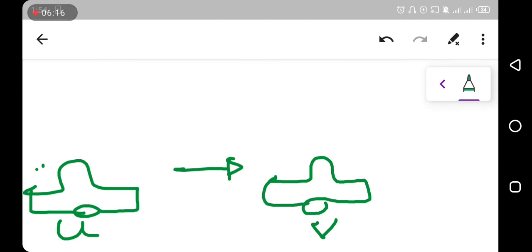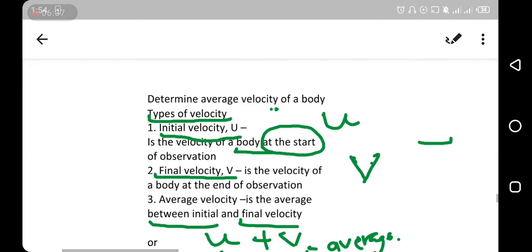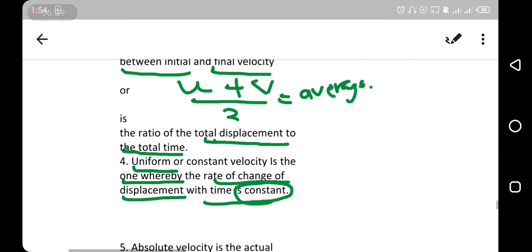So for example, at the start of the journey, let's say we have 20 meter per second, and at the end we have 20 meter per second. Kwa hiyo muda wote velocity imemaintainiwa kwa 20 meter per second. Hiyo tunaita constant au tunaita uniform velocity. So this is constant or uniform velocity.